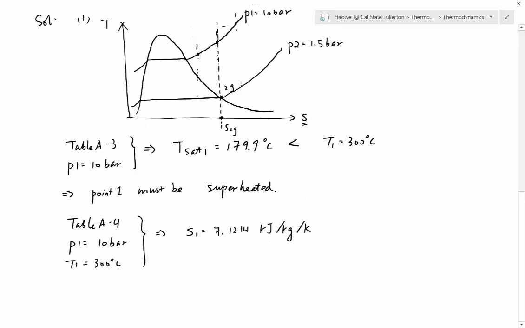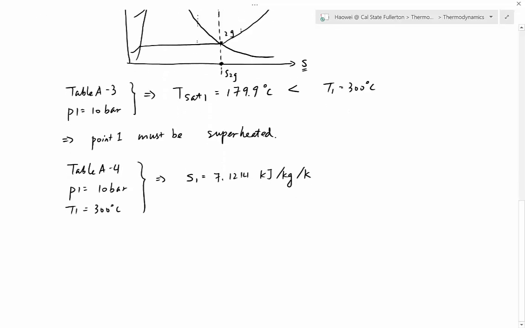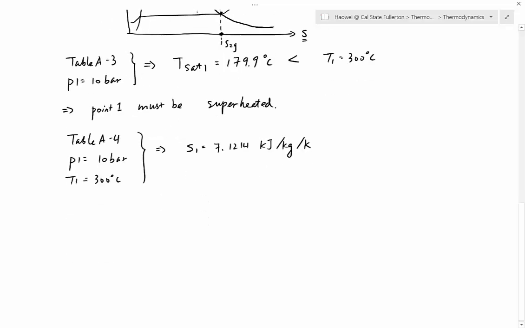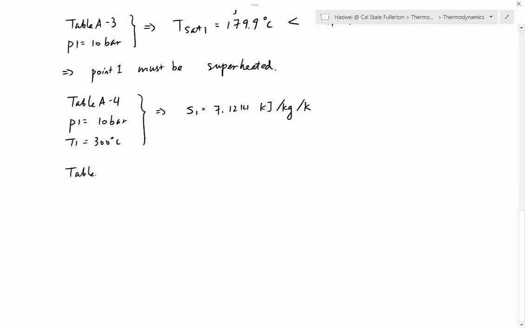After S1, we need to find S2G, which is our reference. How do we look for S2G? Again, we need to first identify what's the phase of point 2G. Point 2G is point G. So what do we know about point 2G? We know point 2G is on the P2 line, so it must have a pressure of 1.5 bar. If you start from pressure, you go to table A3. The pressure of point 2G is equal to P2, and it's given. It's 1.5 bar.